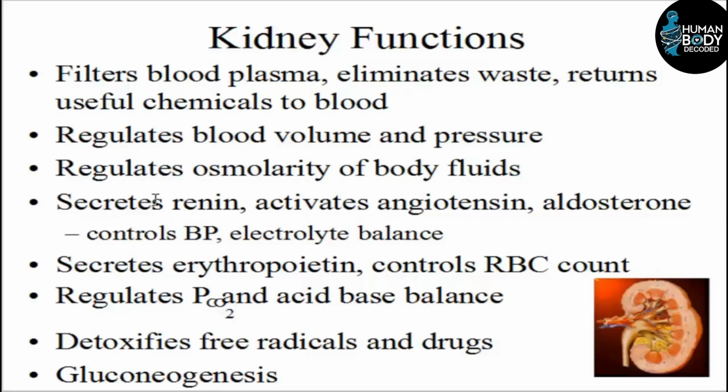Additionally, there are hormones that are necessary for the body's blood pressure and electrolyte balance. The kidney also secretes those hormones like renin, angiotensin, and aldosterone. All these hormones are released by the kidney to maintain the body's balance, whether it's blood pressure or electrolyte balance. Moreover, the kidney also releases erythropoietin, which controls the RBC count in the body. There is a limit to RBCs in the body.